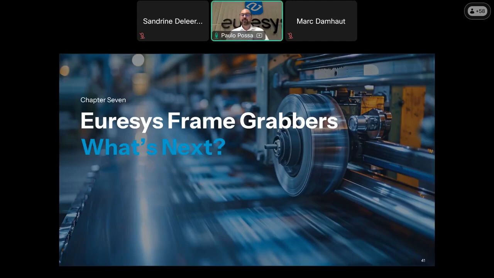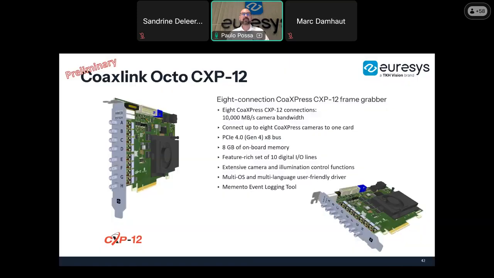So what next after the Coaxlink QSFP28? Now we are working on a new board called the Coaxlink Octo 6P12 frame grabber. It supports 10 gigabytes per second of camera bandwidth with its 8 6P12 connectors. It is equipped with PCI Express Gen 4x8 and has 8 gigabytes of onboard memory for frame buffering.